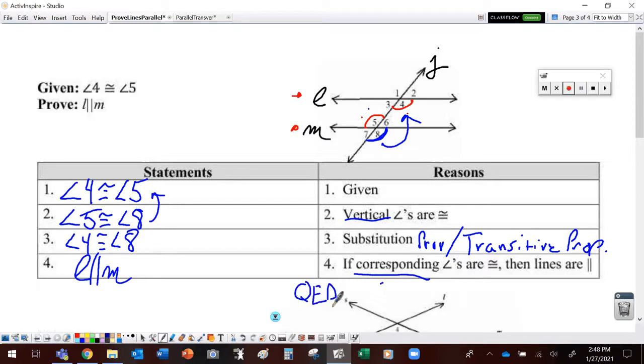Okay, so if we have certain angle pairs congruent or supplementary, we can use those to say that these lines are going to be parallel. And we can use those as reasons along our proof.